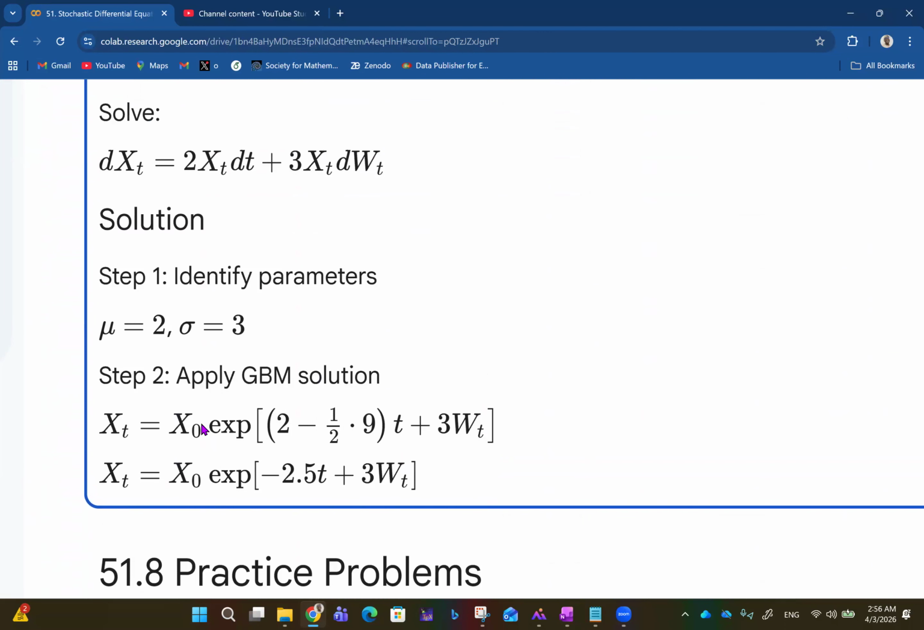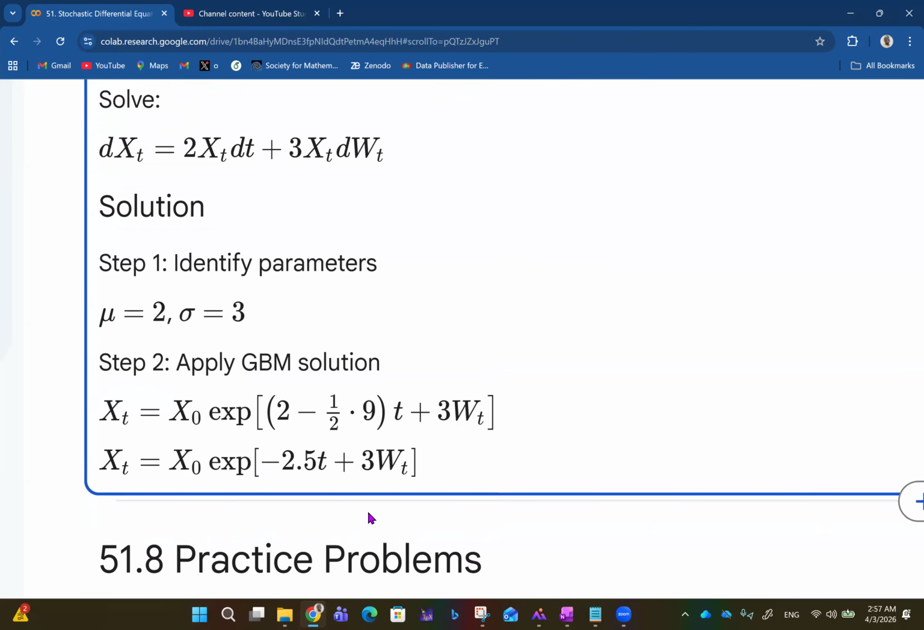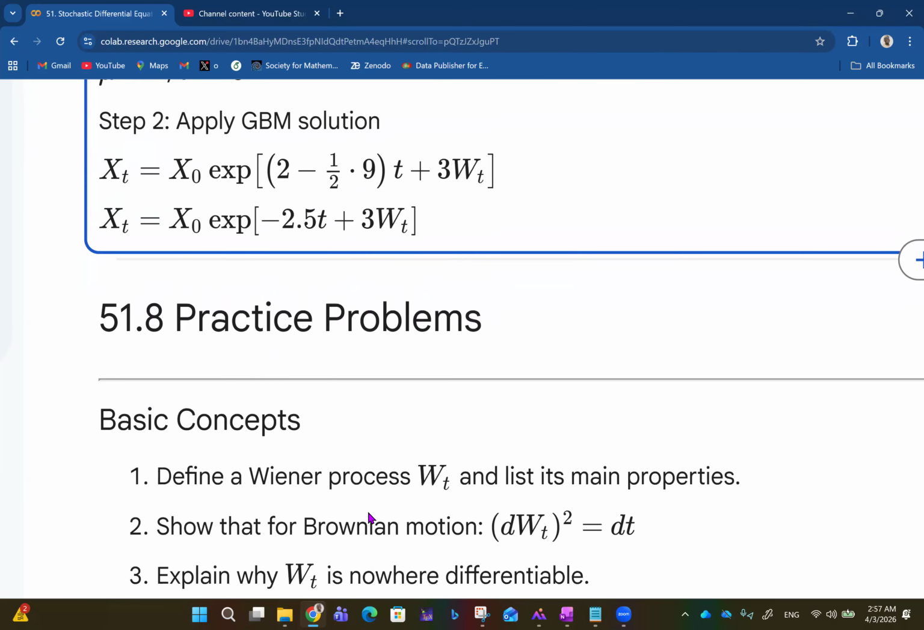So you then have X naught exponent 2 minus half times 3 squared, I think that's where sigma squared comes in, right, t plus 3 W of t, and then X of t. Now if you tidy things up a little bit, this is 2 minus 4.5, that's minus 2.5, plus 3 W of t, and then you have that. So you can then simulate to get the answer and all that.